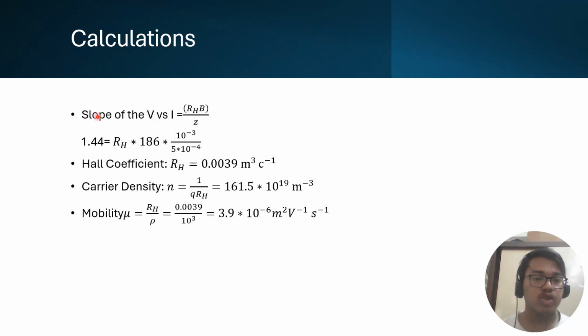The slope of the V versus I curve is given by R_H B by Z. You can get this expression from the theoretical part also that I have shown earlier. If we put in all the values, we get the Hall coefficient as 0.0039 m^3 C^-1, and the carrier density comes out to be 161.5 x 10^19 m^-3, and the mobility is given by this expression, this value.